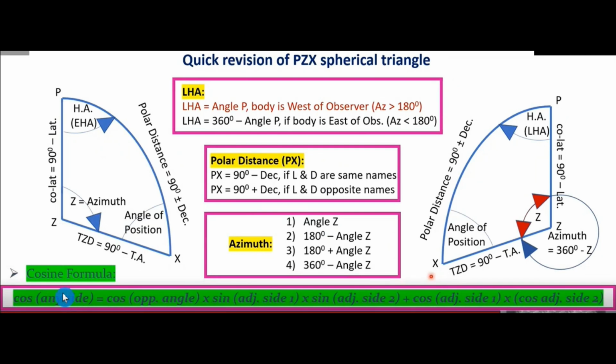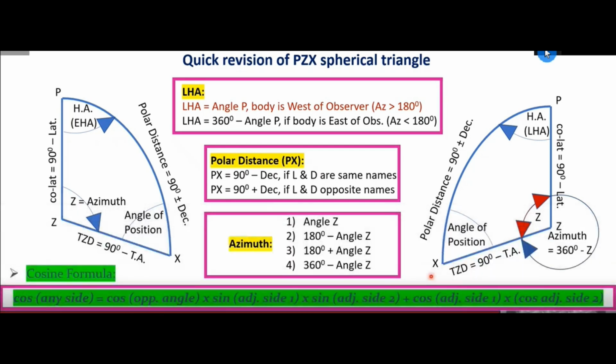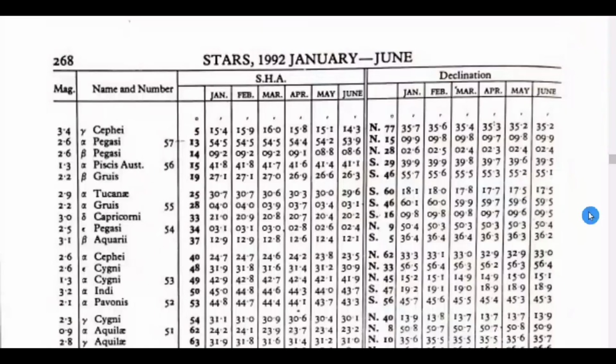So let me show you the PZX triangle and how we identify the star on a full diagram. So we see the full rational horizon diagram and we will understand the concept. Then after the concept is understood, we can come back and practice a couple of questions. So let's go back to the presentation. Just give me a minute, I'll set up the presentation. You have this star table in front of you now.